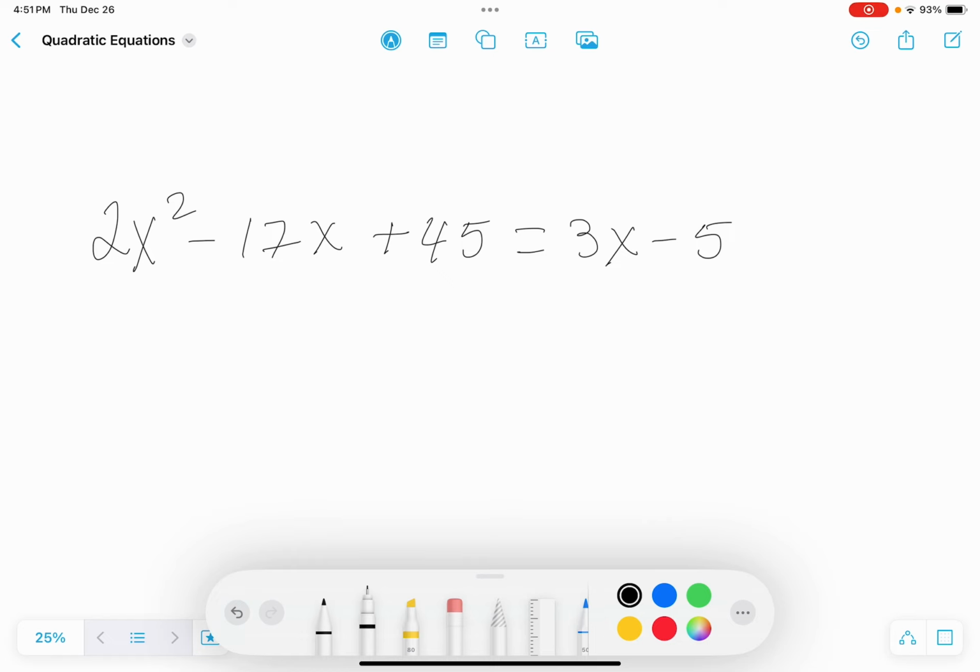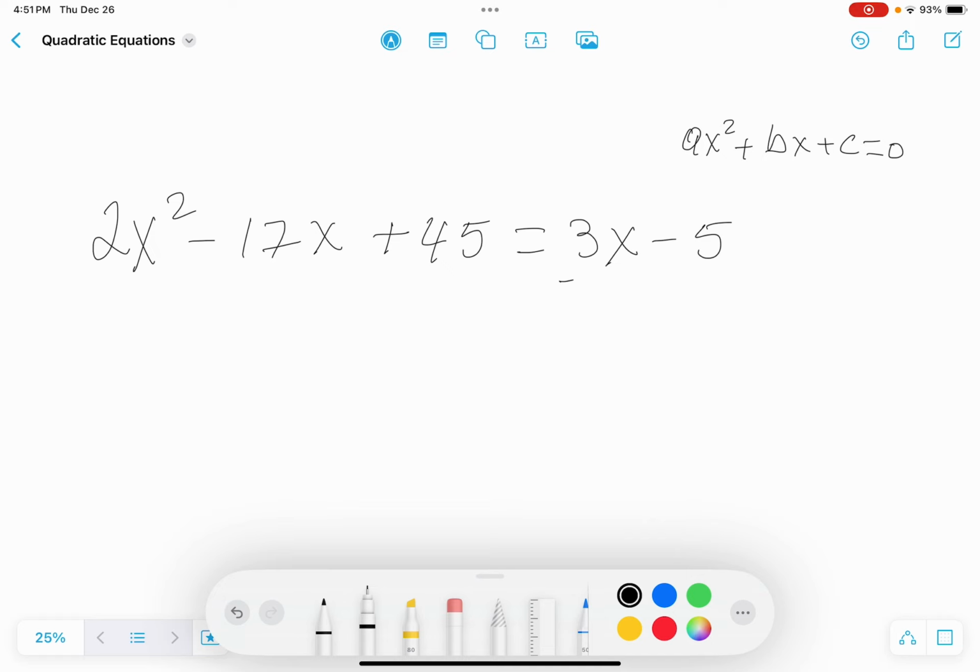Today we are solving the quadratic equation 2x squared minus 17x plus 45 equals 3x minus 5. This equation is not in standard form because if you remember, the equation in standard form has the form ax squared plus bx plus c equals 0. So it has to be equal to 0 to make a quadratic equation in standard form. Before we start solving this equation, we have to make it standard form.